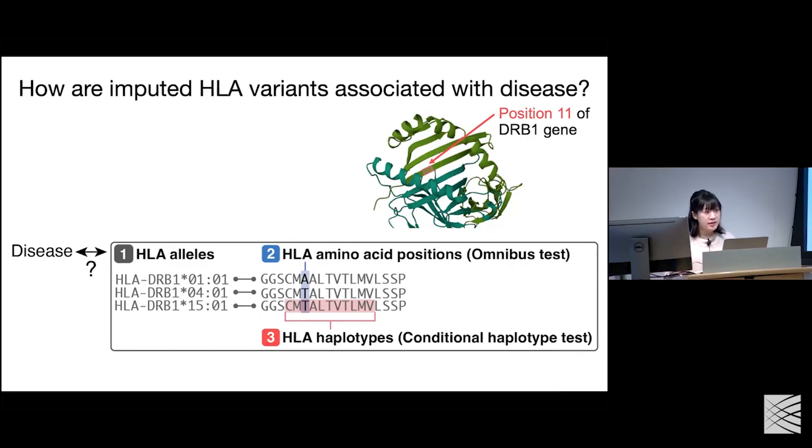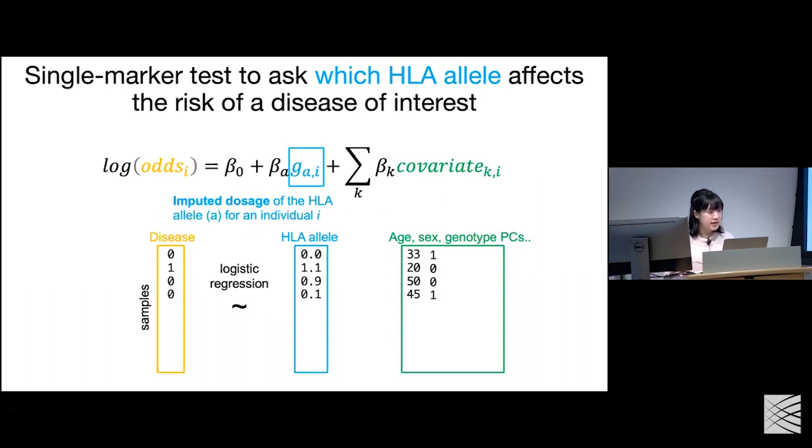The next HLA-specific analysis is an omnibus test, which is in the second part of this figure, where we want to determine which amino acid position within the HLA molecule is driving the signal. Here, we have to assess multiple patterns of amino acid residues beyond 2, like multi-allelic SNPs in GWAS. And I finally introduce the third analysis, which is the conditional haplotype test, which is somewhat similar to the conditional analysis in GWAS, where we want to assess the combination of independent amino acid positions that together explain the disease associations. So the first association test, a single marker test, is to ask which single HLA allele affects the disease risk in a conventional logistic regression framework.